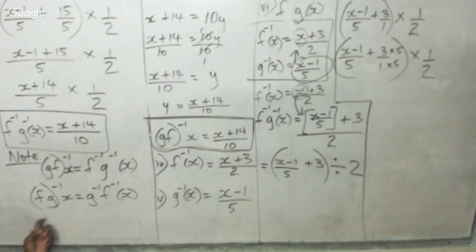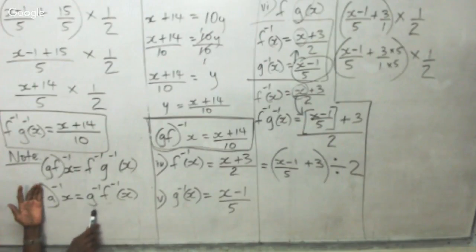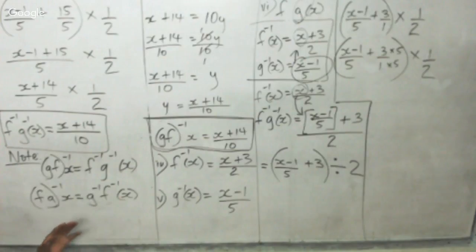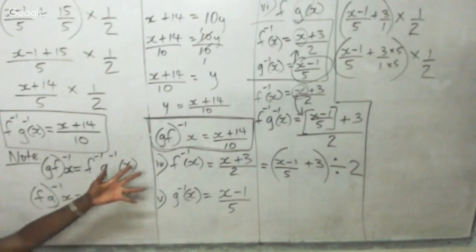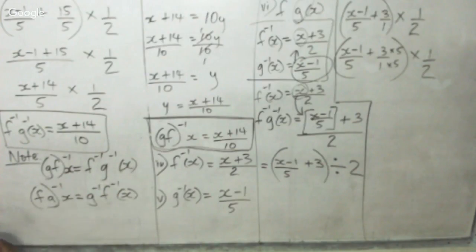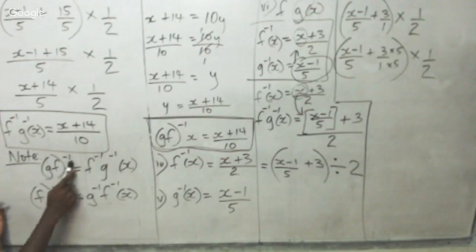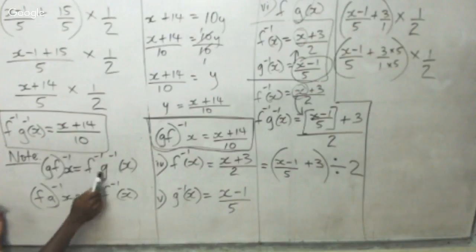So you need to know this. Do you notice what happens here? If you have FG inverse, it's going to be G inverse at the front, then F inverse. Why? Because we just proved it a while ago. GF inverse is equal to F inverse of G inverse. Please double check what you have to do.